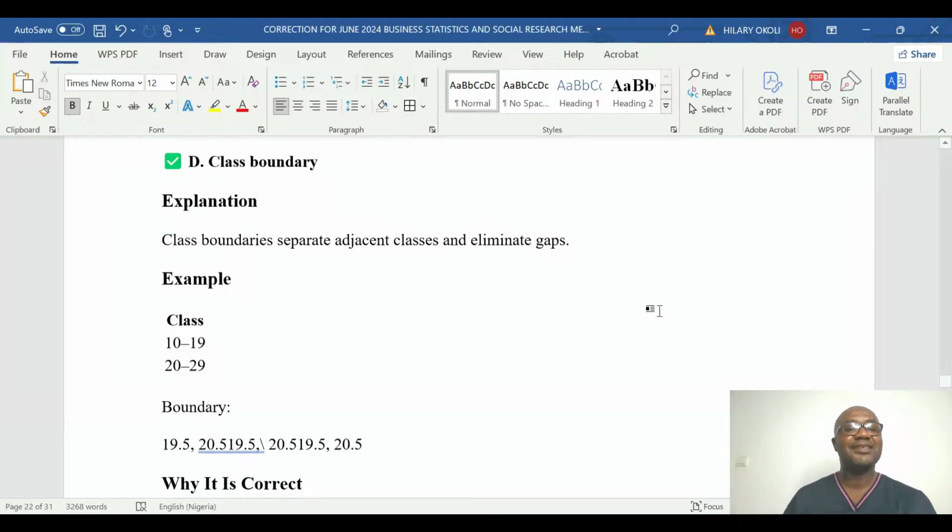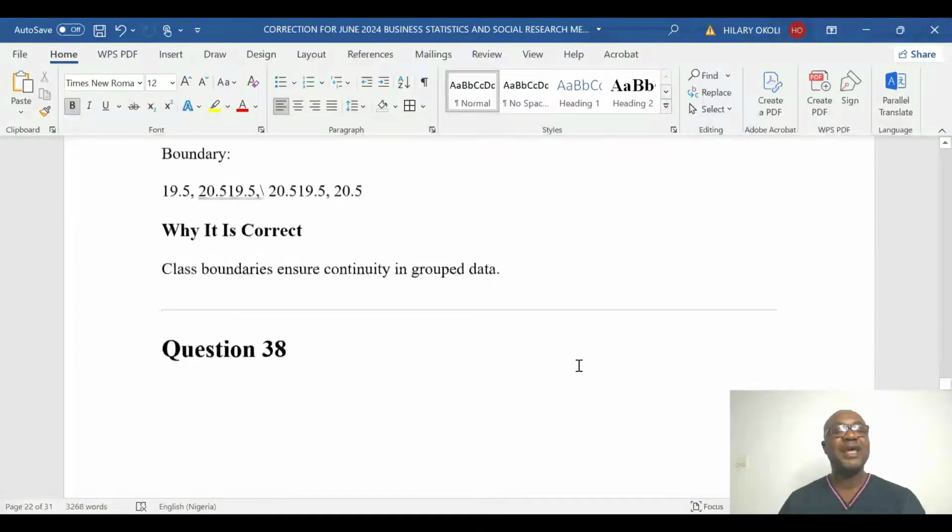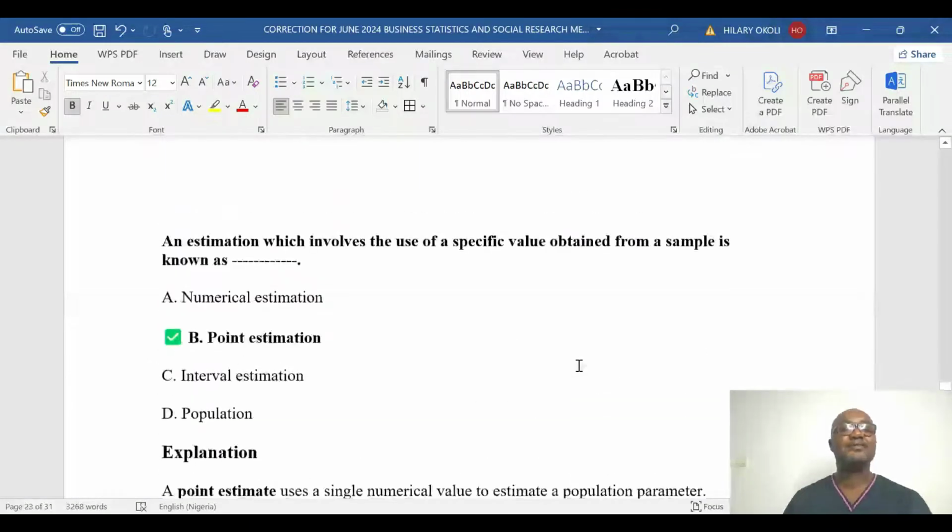Looking at the classes here, we say 9 to 19 is a class, 20 to 29 is a class. But before you get to this 20, there should be 19.5. So class boundary ensures continuity in grouped data.